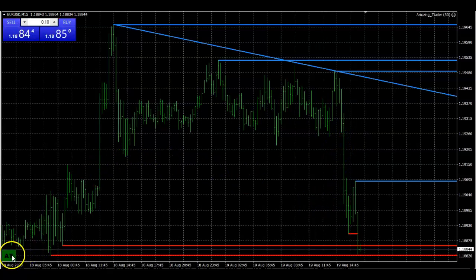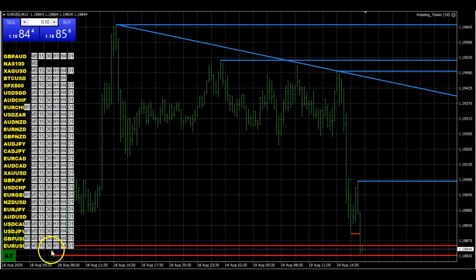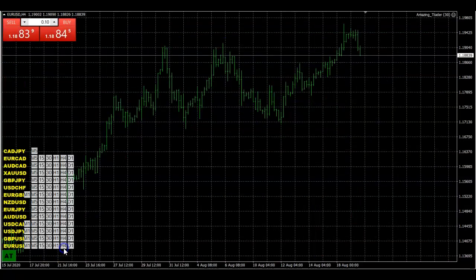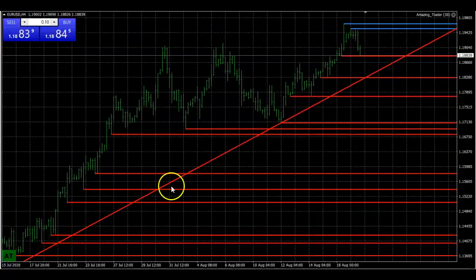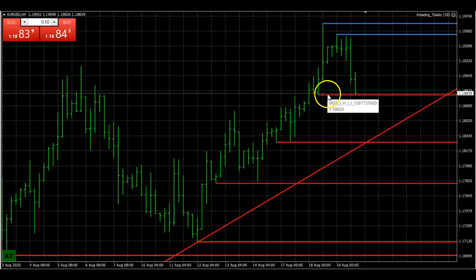Just to show you the power of the Amazing Trader, where was it targeting? I'll go to the 4-hour chart. You could have seen this on the 1-hour chart. I will zoom this a little bit. Came right down to the Amazing Trader target. Coincidence? Perhaps, but we see this more often than not. These lines are quite amazing.